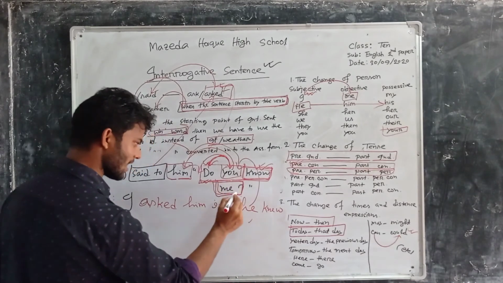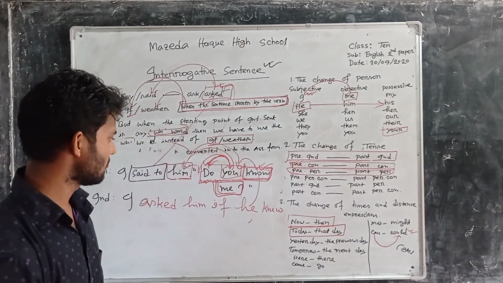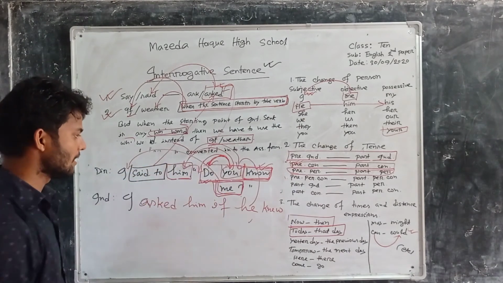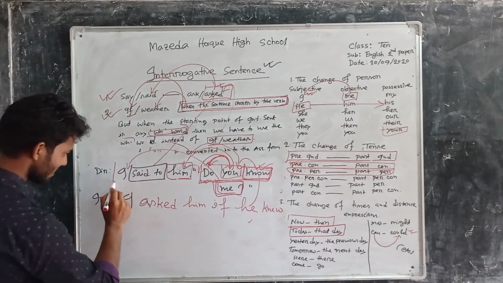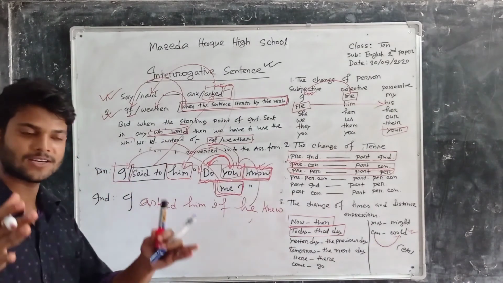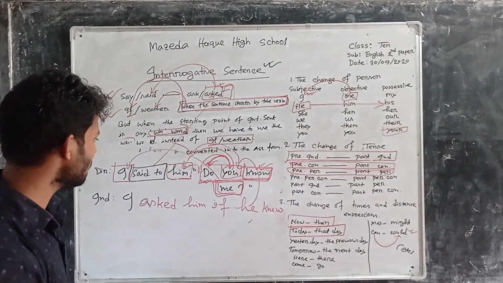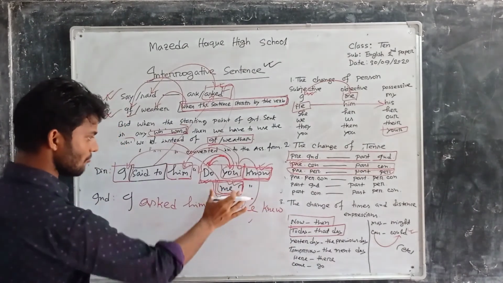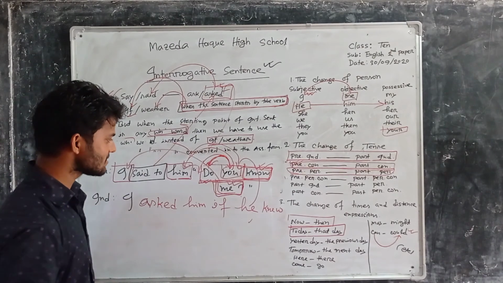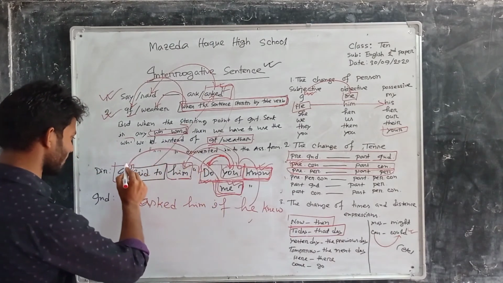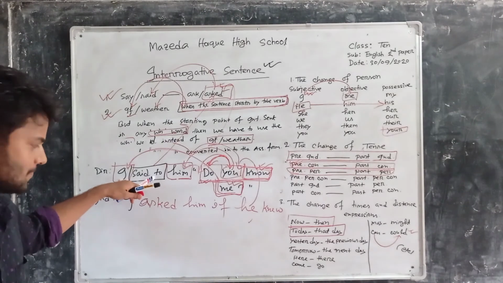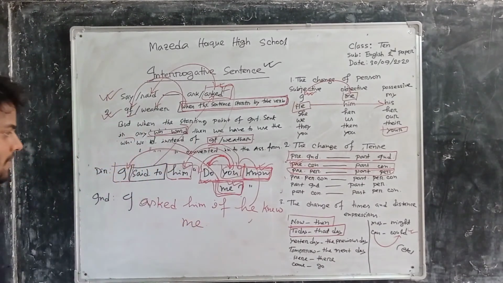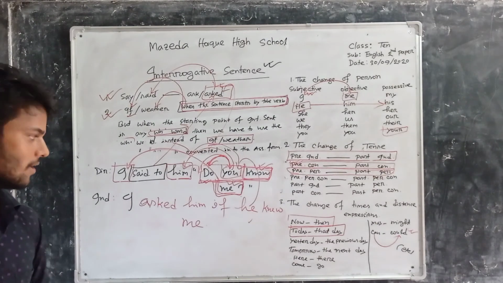The next word is me, and it is a person. It is first person. We know first person is changed according to the subject of reporting verb. We are seeing the subject of reporting verb is first person also. So we need not change me. So we have to use me. It has been completed as well.